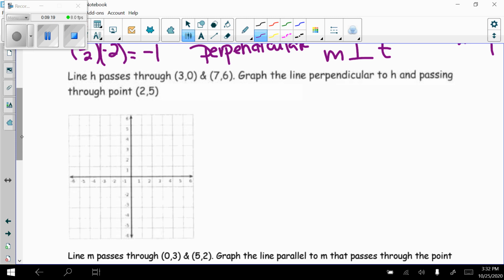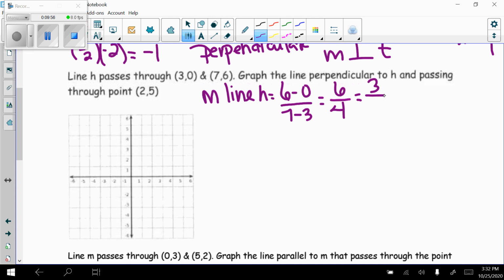The very first thing that I want to do is find out what is the slope of the line that they give to me, the 2 points H. So I'm going to find the slope of line H. Again, using the exact same formula that we've been using. Subtract the y values on top, so 6 minus 0 over the x values, 7 minus 3. So on top, 6 minus 0 gets me 6. 7 minus 3 gets me 4. 6 and 4, we can reduce those. They both have a 2 in common. So if I take a 2 out of everything, 6 divided by 2 is 3. 4 divided by 2 is 2. So the slope of line H is 3/2.